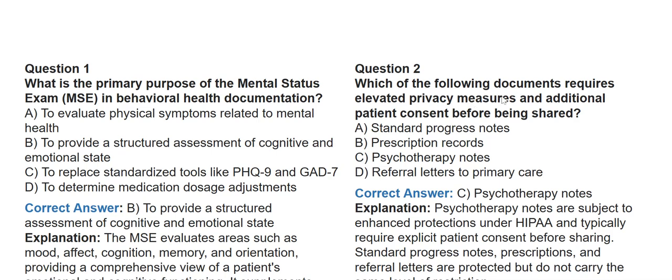Question 2. Which of the following documents requires elevated privacy measures and additional patient consent prior to being shared? A, standard progress notes. B, prescription records. C, psychotherapy notes. Or D, referral letters to primary care. It is C, definitely psychotherapy notes, as psychotherapy notes are subject to enhanced protections under HIPAA and typically require explicit patient consent before sharing.